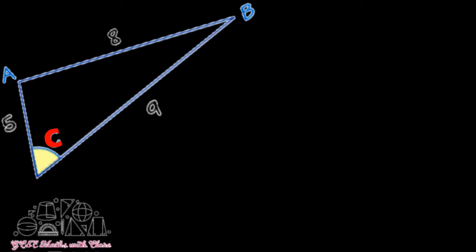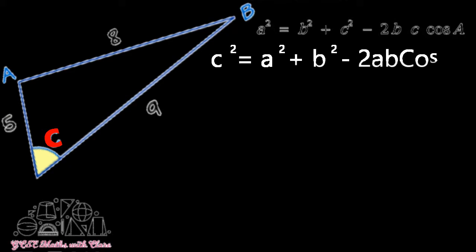Looking at this example, I know I need to use the cosine rule because it's not a right angle triangle and I don't have a pair. In this case, I only have 3 sides and I'm looking for the angle. So if I write out my cosine rule, I know that a squared equals b squared plus c squared minus 2bc cos a. But in this case, I'm looking for angle c. So I'm going to rewrite the formula where cos c is included. So I'll get that c squared equals a squared plus b squared minus 2ab cos c. Make sure you understand why I've written it like that.